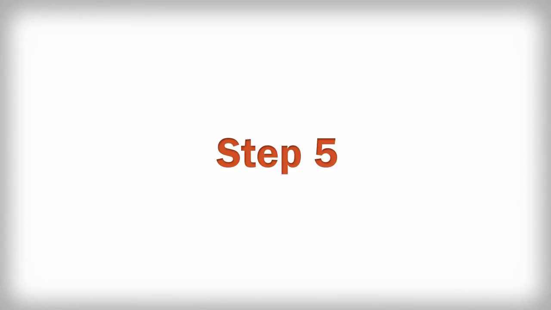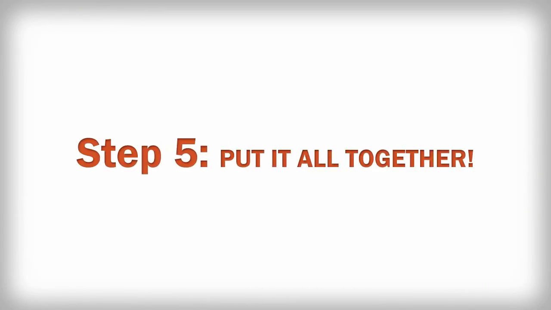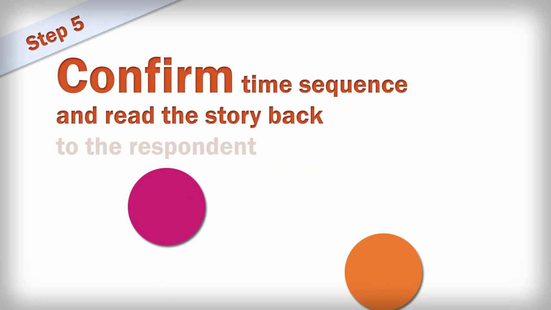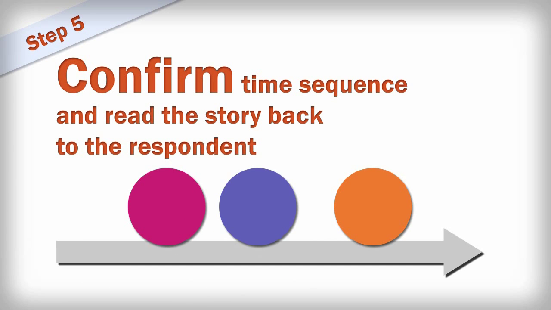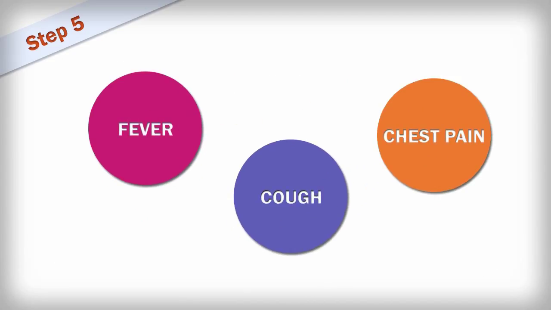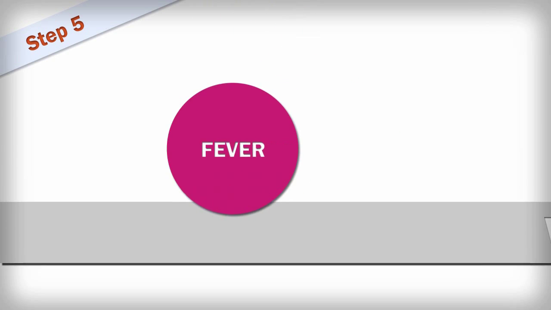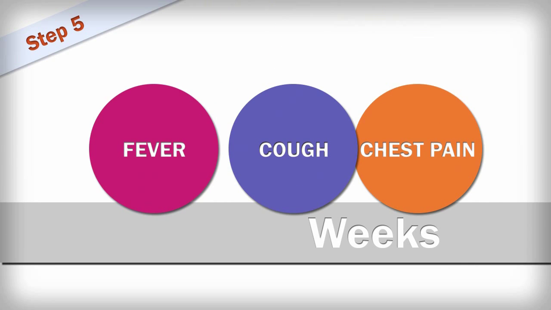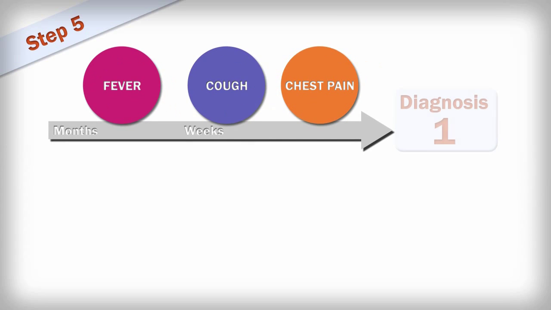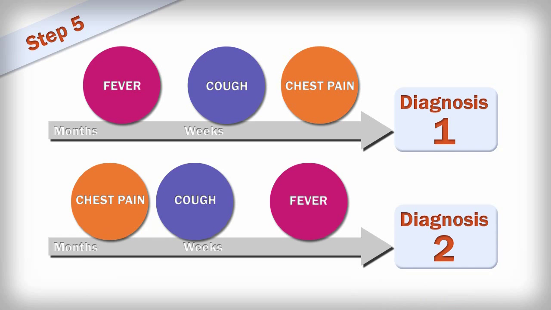Step 5. Put it all together. Confirm time sequence and read the story back to the respondent. You need to put the events and symptoms in a correct time sequence. For example, a narrative indicating that fever came first, followed by cough and chest pain, may lead to a different diagnosis than a narrative which had those same symptoms in the opposite order.